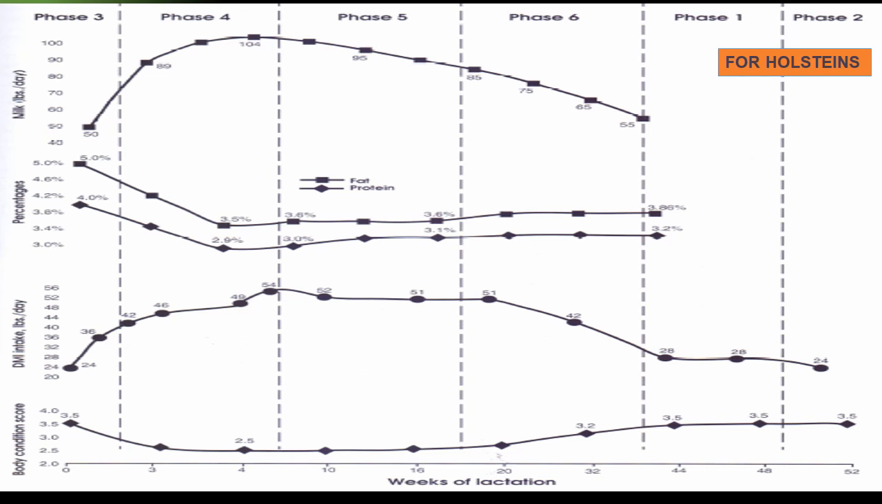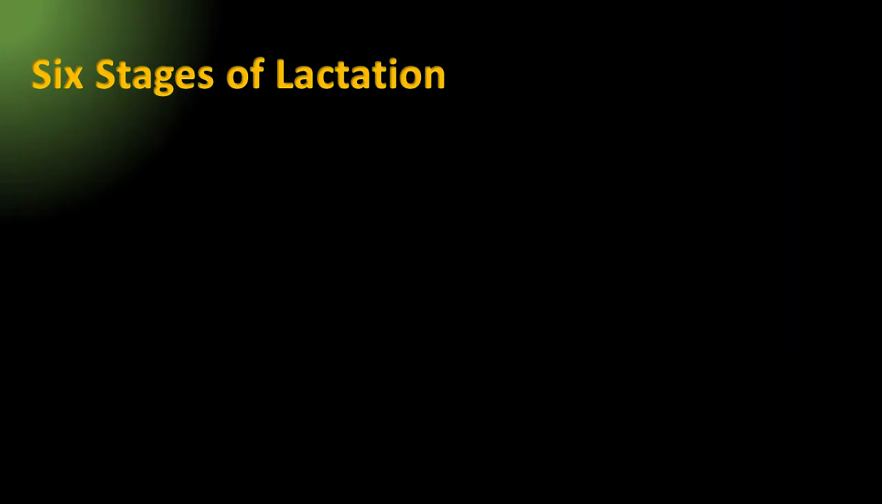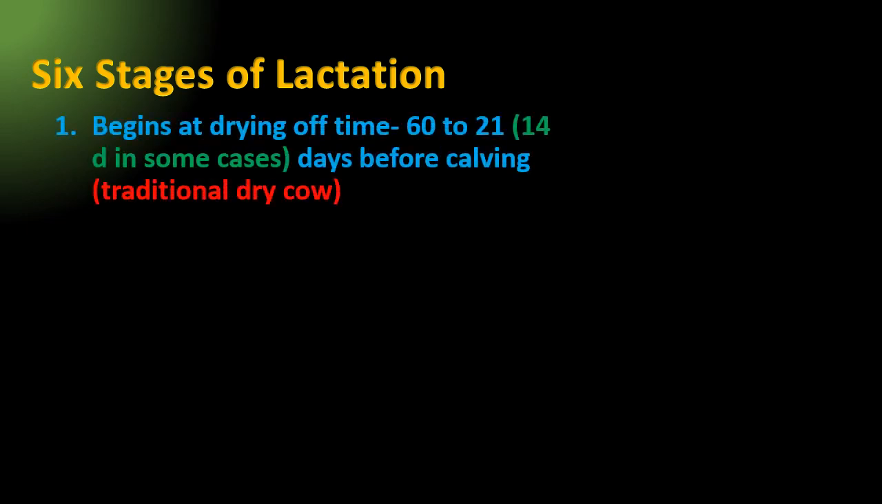We will discuss these phases one by one, and their nutrient needs during these phases. So now comes the 6 stages of lactation. Stage 1 begins at drying off time to 21 days before calving. It means 60 to 21 days before calving, or in some cases 16 to 14 days before calving. This period is also known as the traditional dry cow period.